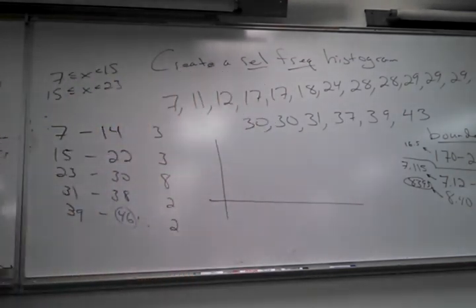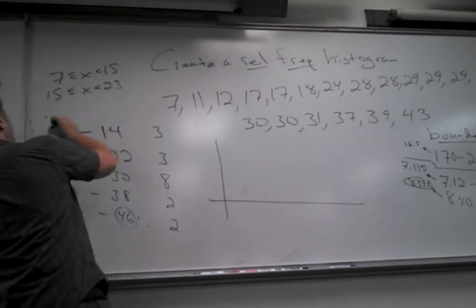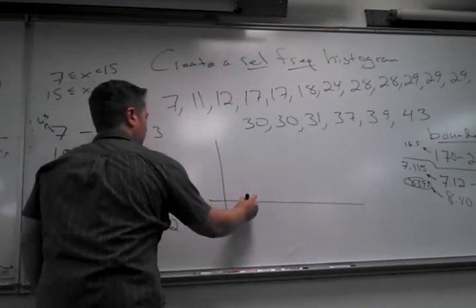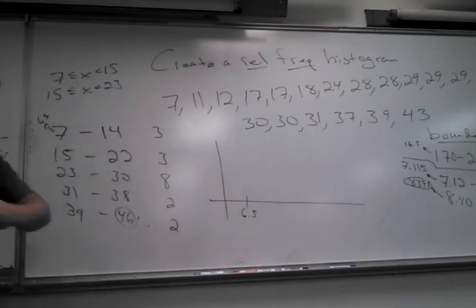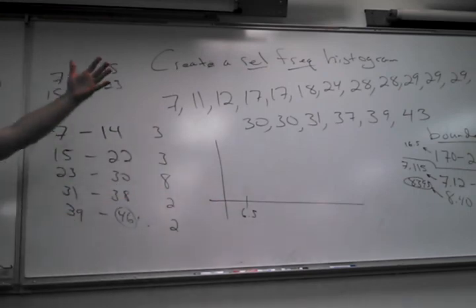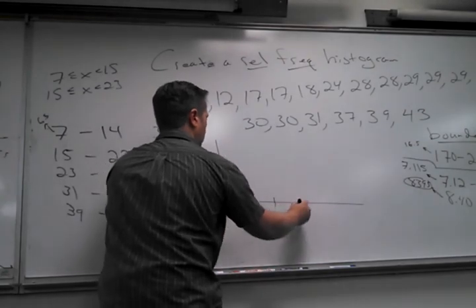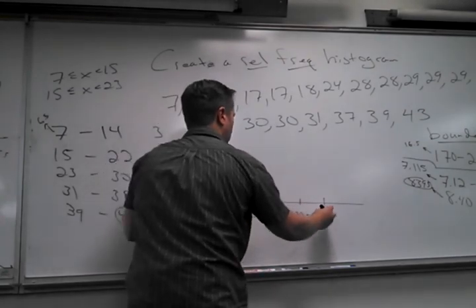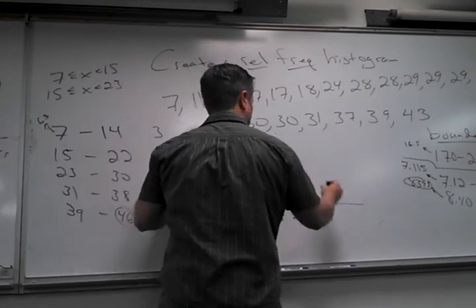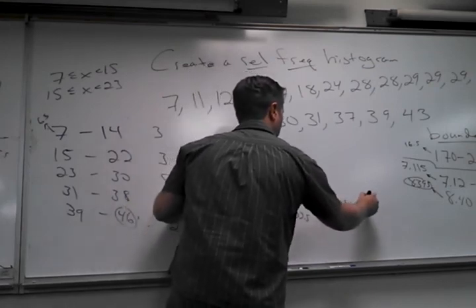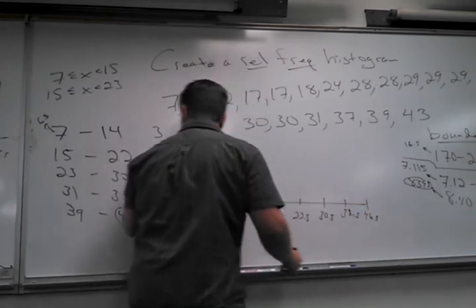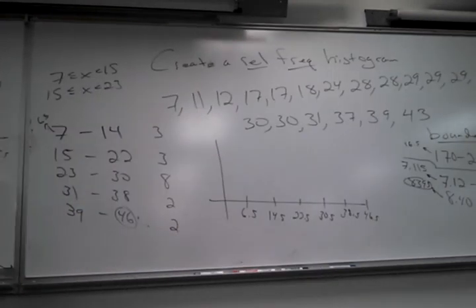So let me graph this. I'm going to graph it using the boundaries because if you did it this way, it's easy. You would just put 7, 15, 23. It's awesome. If you did it this way, you start at 6.5. And the nice thing is once you know where you start, you just keep adding the width. So 6.5 plus 8, 14.5, 22.5, 30.5, 38.5, 40, 6.5. All right, cool.